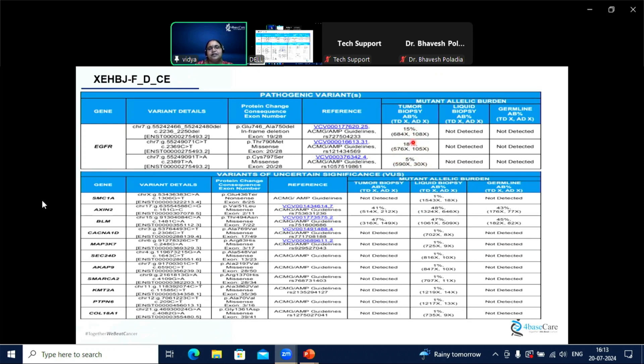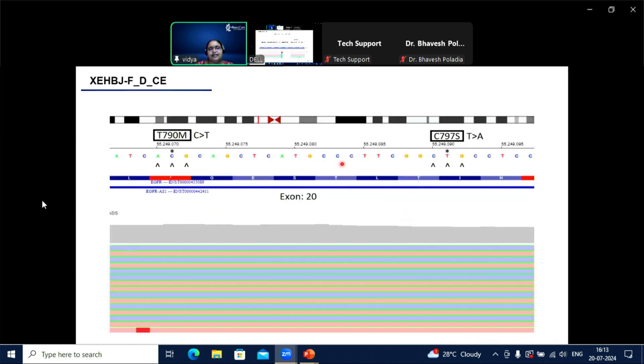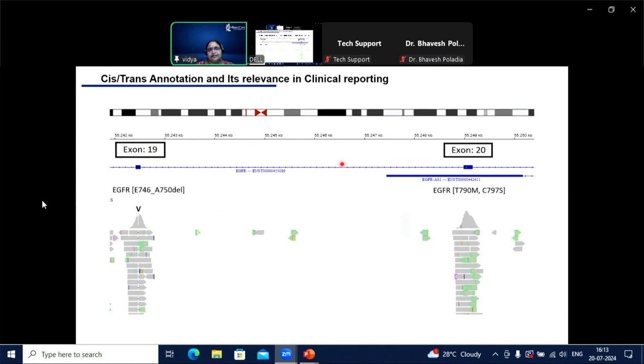Therefore, when you look at the cis and trans, you also have to pay attention to what kind of allelic burden is present to come to a consensus whether we have all clones with these two mutations, or there are still some clones where only this is present and not this, or this is present and not this. So that is one more factor which one has to pay attention to in the clinical report.